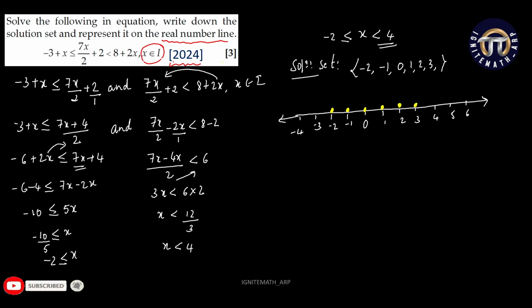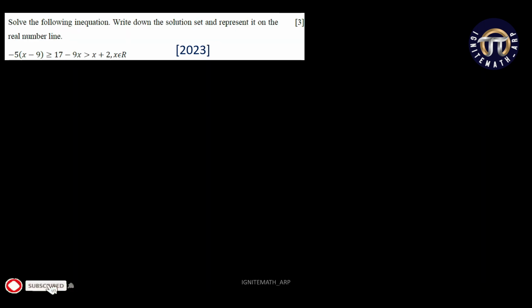It was for 3 marks. Here I'll tell you how 3 marks are obtained. 1 mark for getting the solution correctly and writing the upper bound and lower bound correctly. 1 mark for the solution set, and 1 mark for the correct representation of the solution set on the number line. If it is a 4 mark question, for the process you would get 1 more mark. Clear, children? See the next question, children.